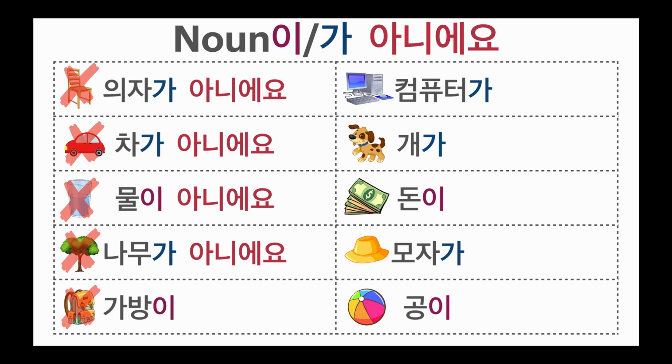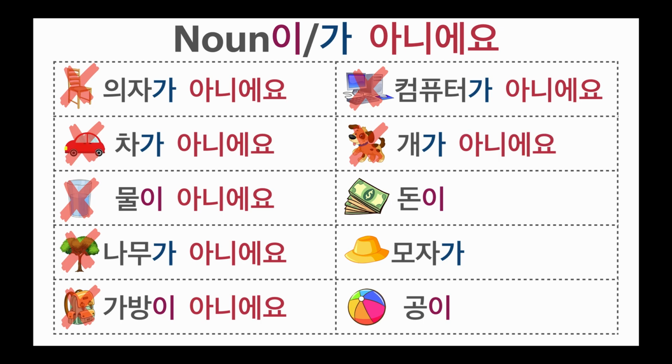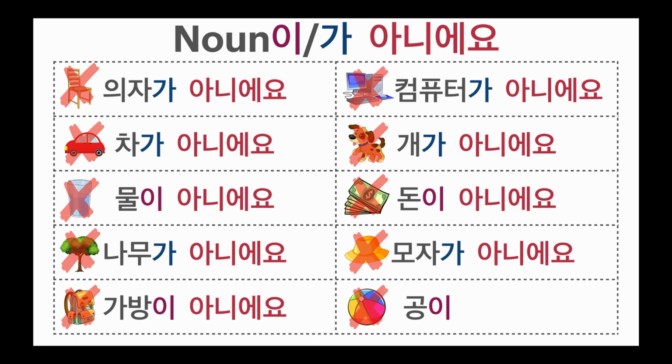It's not a bag. 가방이 아니에요. It's not a computer. 컴퓨터가 아니에요. It's not a dog. 개가 아니에요. It's not money. 돈이 아니에요. It's not a hat. 모자가 아니에요. It's not a ball. 공이 아니에요.